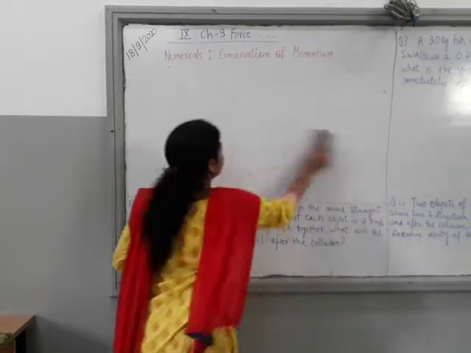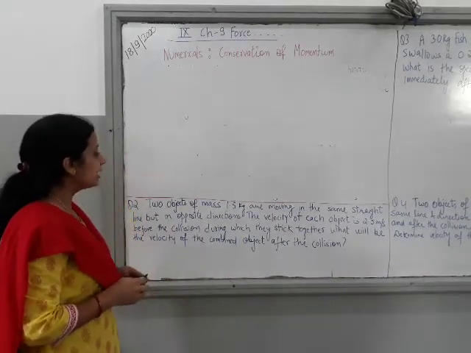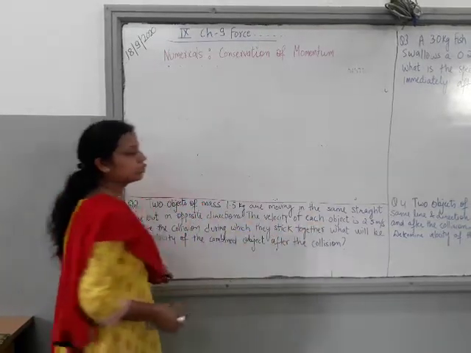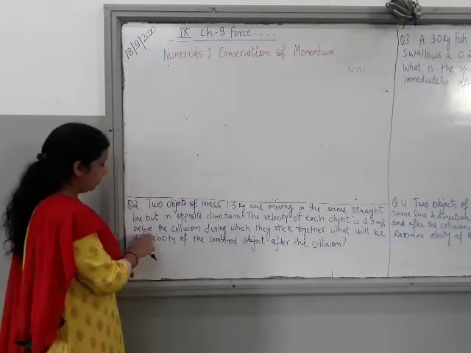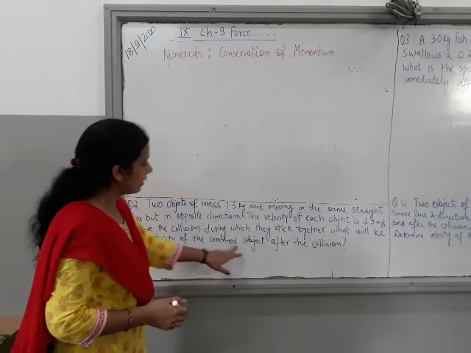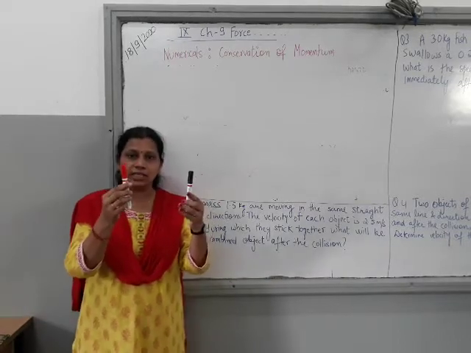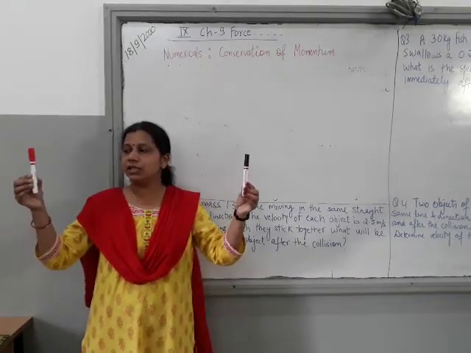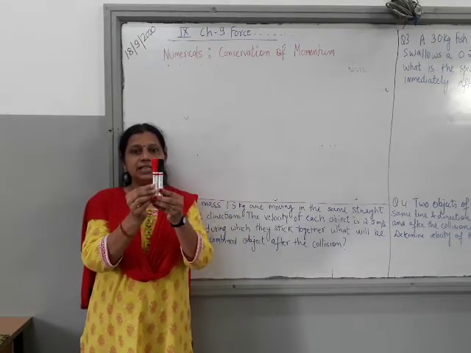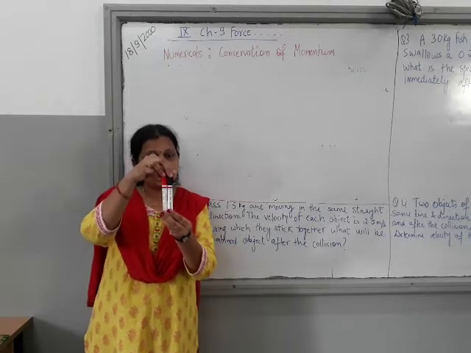The second question says, two objects of mass 1.5 kg are moving in the same straight line but in opposite directions. The velocity of each object is 2.5 meters per second. Before the collision, during which they stick together, what will be the velocity of the combined object after collision? That means, let's say these are the two objects. They are moving in the same straight line but in opposite directions. Same mass, same velocity. They come here, they collide, they stick, and after they stick together, you have to find the velocity of this combined system.